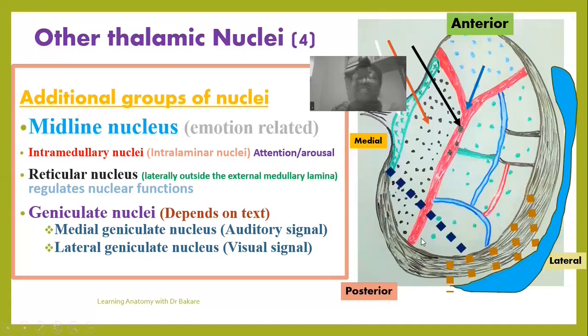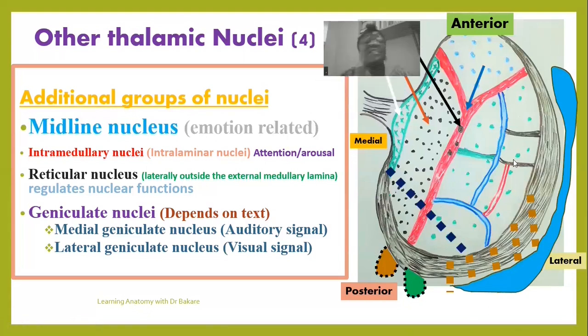So at the posterior side of the thalamus, this is where we have the posterior view. You have the medial geniculate body here highlighted in brown, and we have the lateral geniculate body here highlighted in green. So we have these two geniculate bodies here located at the posterior part of the thalamus. And we know that the medial geniculate nucleus basically is responsible for auditory signal, while the lateral geniculate nucleus is responsible for visual signal. If we go through our lecture on the auditory and the visual pathway, you will be able to relate and also establish these facts.